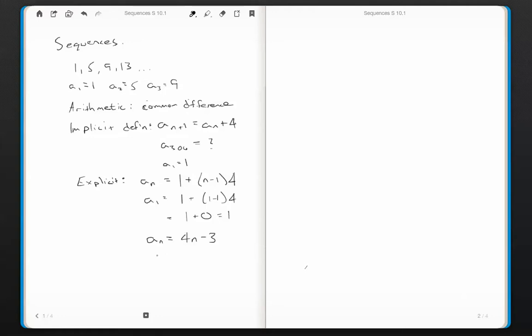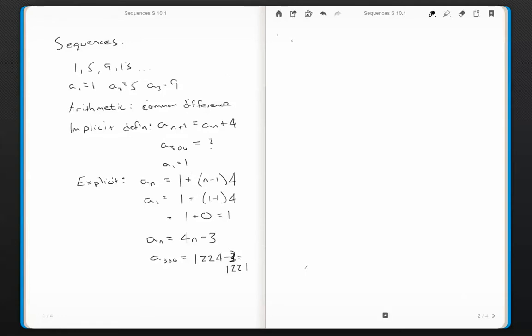So now if I said, okay, I need to know a sub 306, well, that becomes a lot easier to do now. So 4 times 306 is 1224. So 1224 minus 1 equals 1220. Oh, sorry, that should be minus 3. Equals 1221. So we can see here that an explicit definition of a sequence is a little more useful than an implicit one.